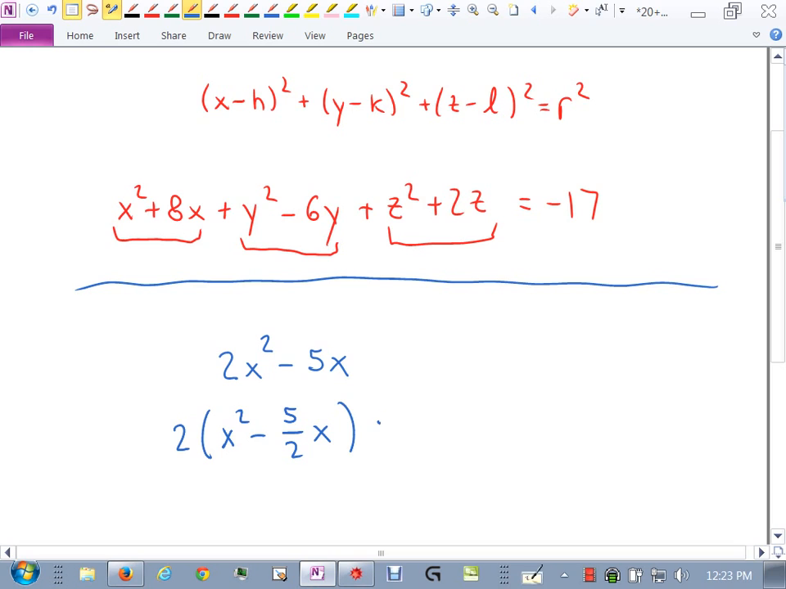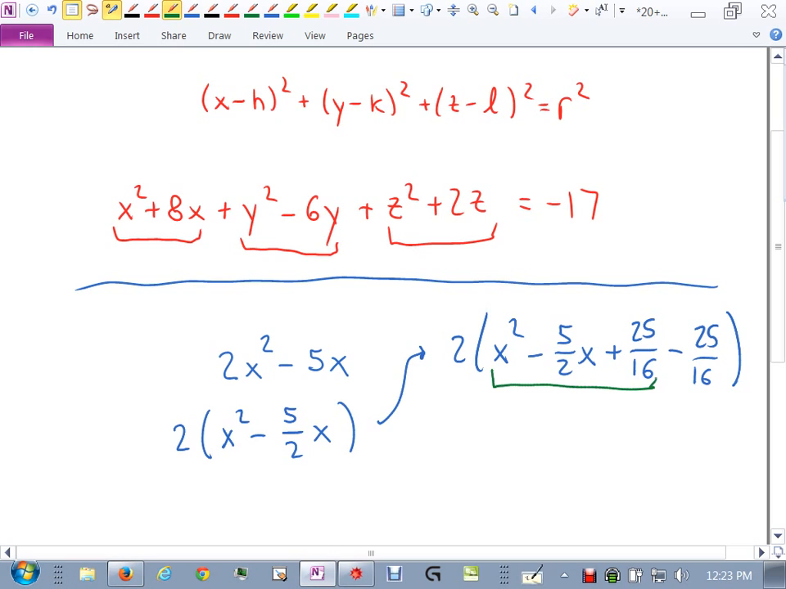25/16. So what I do now is I say that that's the same as 2x squared minus 5 halves x. I'm going to add 25/16 and subtract 25/16 at the same time inside that parentheses. So I still haven't changed the problem, right? This is the same. This is just 0, right? So I haven't changed it. But those first 3 terms in here are guaranteed to factor. I'm going to change the brackets here to be what? X. And remember what it will be? It was whatever this was when you divided it by 2.